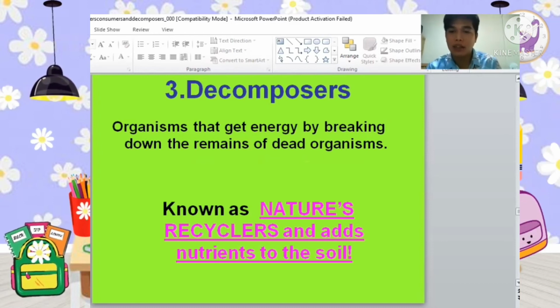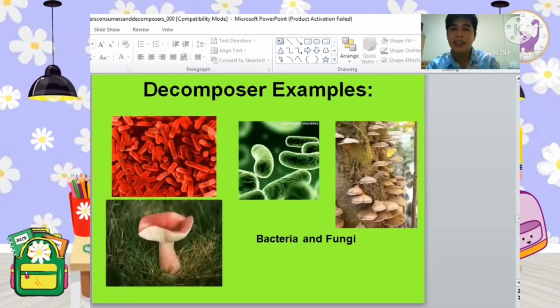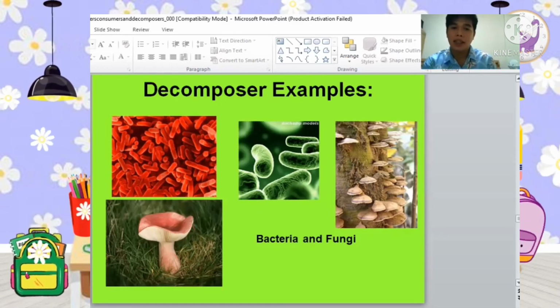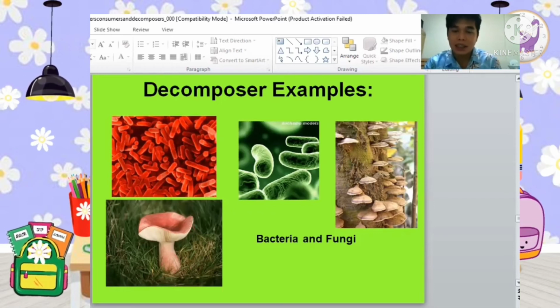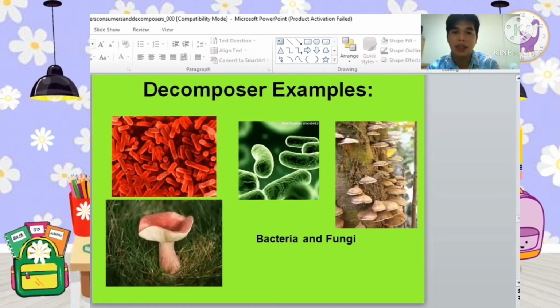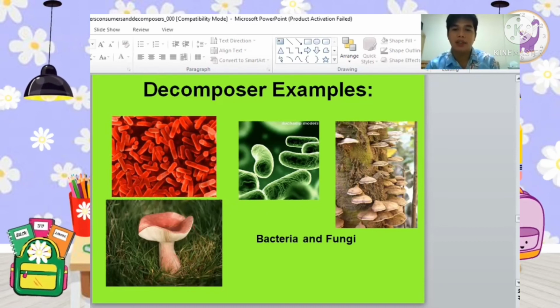Let's take a look at the picture. These are the examples of decomposers: the bacteria and fungi. Do you see the pictures? These are the bacteria, the 2 pictures, and at the right is the fungi or the mushroom.